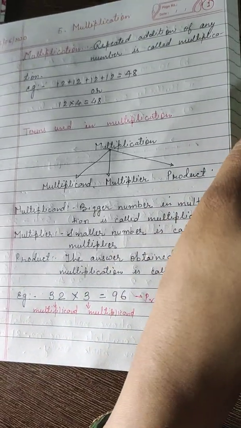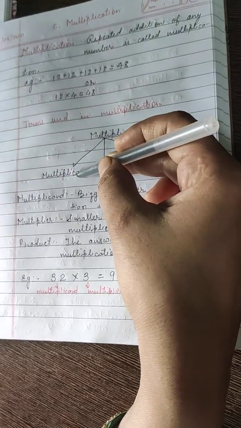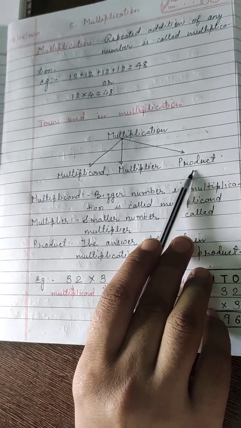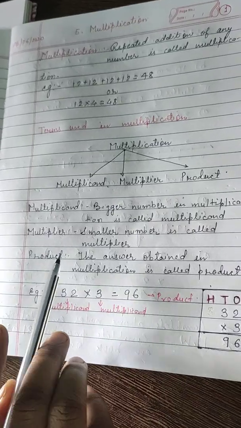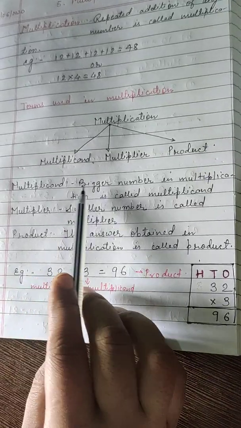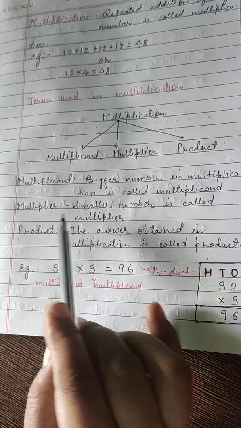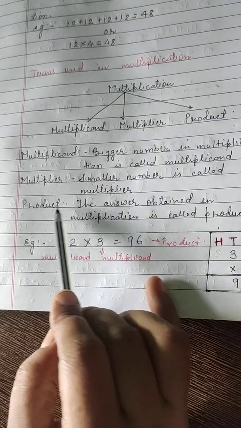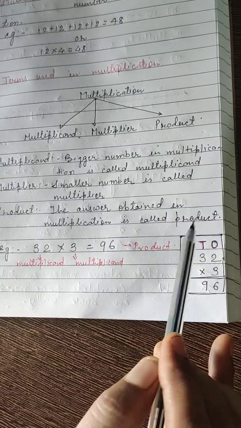What are the terms associated with multiplication? Multiplication is associated with 3 terms: multiplicand, multiplier and product. We have to understand the definition of these 3 and how we represent them in our multiplication. The bigger number in multiplication is called the multiplicand. The smaller number is called the multiplier. The answer obtained in multiplication is called the product.